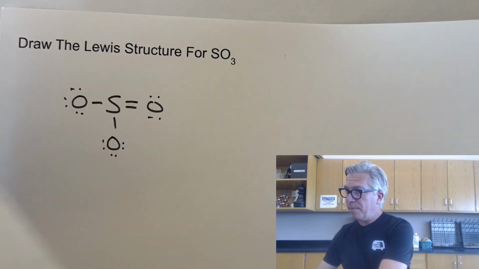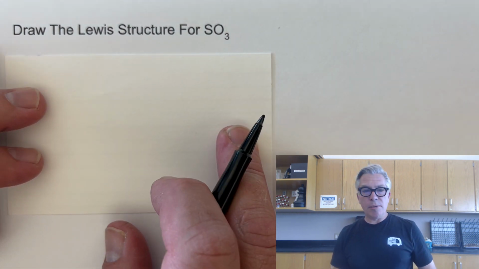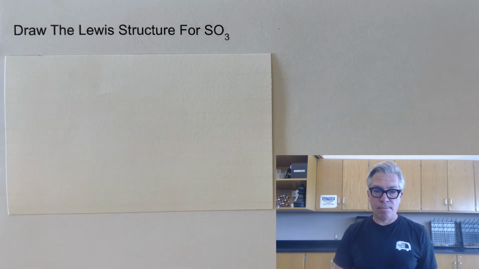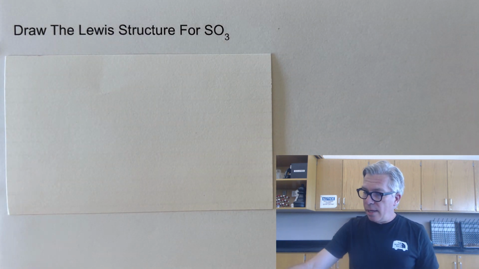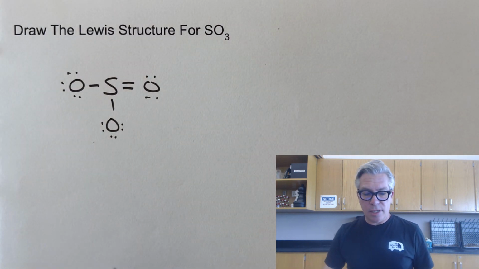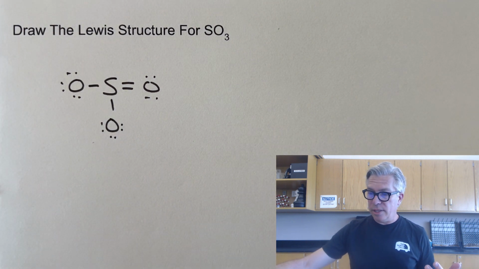Okay, now you try one, which may or may not have a double bond in there. Here's drawing the Lewis structure for SO3. Take a moment, pause the video. I'll see you back here in a second. And if you did draw it, and you got something like that with a double bond on one of the oxygens, then that's great. So good job on that.